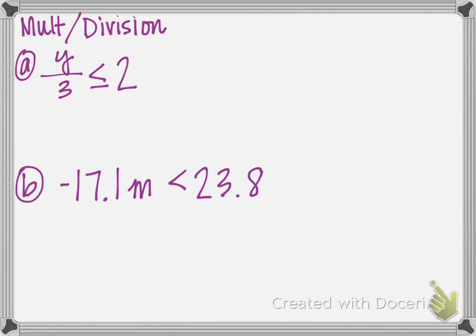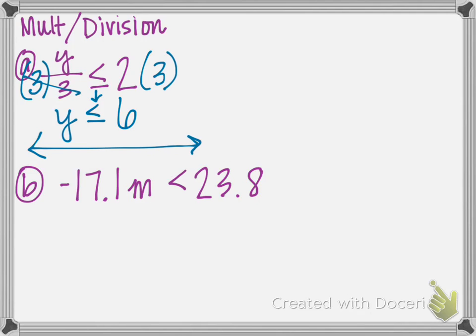Alright, now if I have to multiply or divide, that's the same unless I have to multiply or divide by a negative number. So I'm dividing by 3. To undo that, I'm going to multiply by 3. Since I multiplied by a positive number, this stays the same. 2 times 3 is 6. So y is less than or equal to 6. If I put that on a number line, I have to put a closed circle on 6, or a circle that's colored in. And then I shade all the numbers that are less than 6.